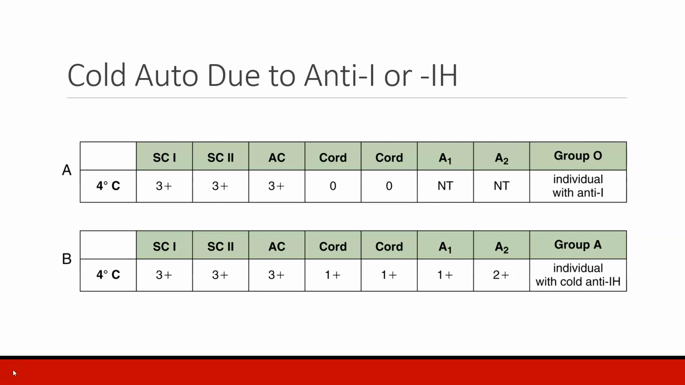And I do want to point out in A that the cells can be weakly positive. Some babies grow up faster than others, and so they may have more I antigen. So I would also say that if you have a very weak reaction with the cord cells, that's okay.